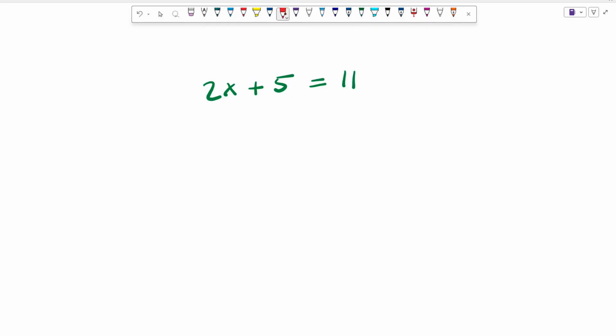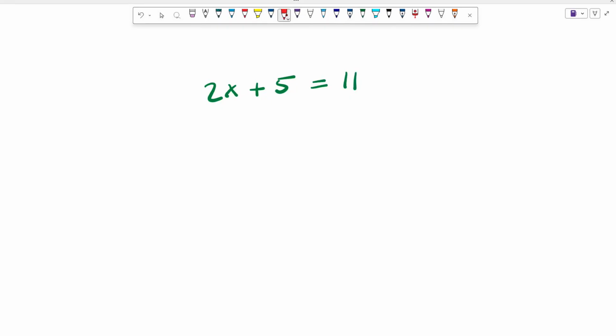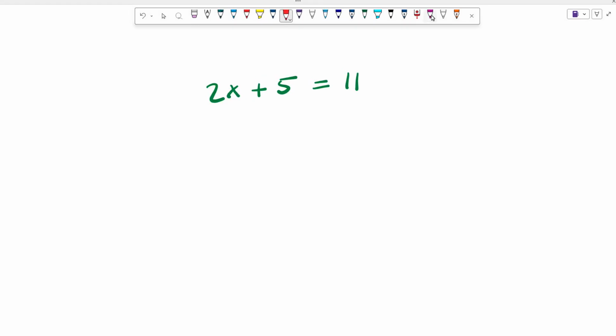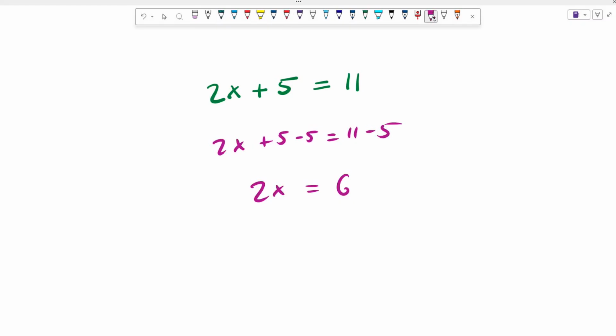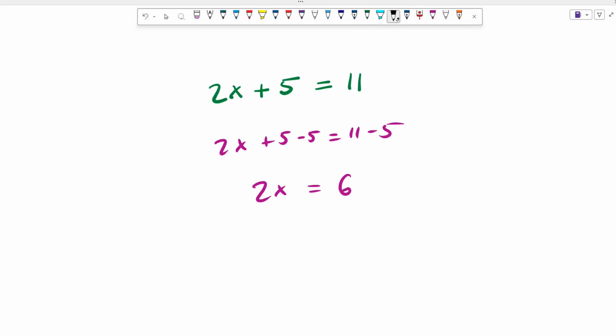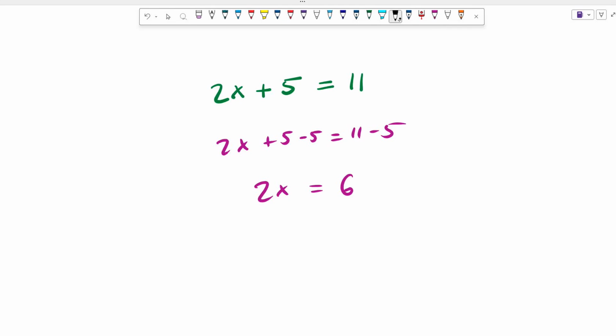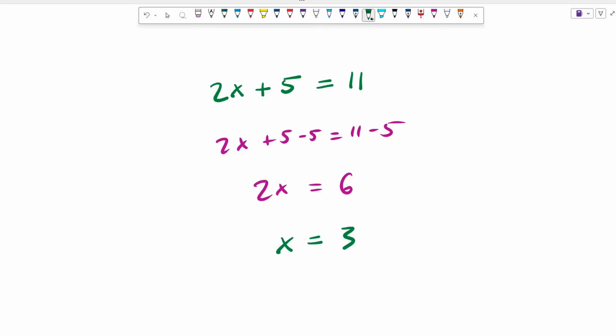Okay, we solved these in 7th grade, 8th grade, something like that. What would be the first step? Subtract 5 from both sides or add -5 to both sides. Which property allows me to do that? Either the addition property of equality or the subtraction property of equality. If you add a negative, I just call everything the addition property of equality. And then what's the next step? Divide by 2.